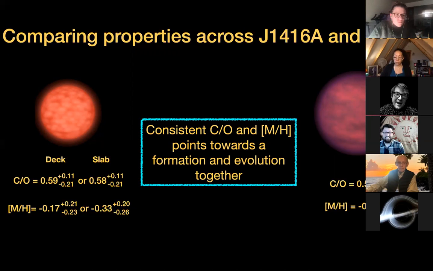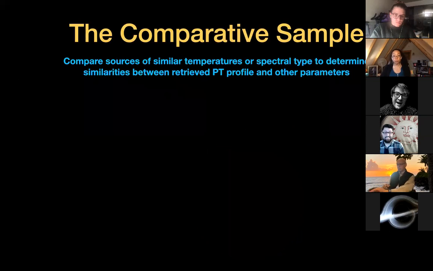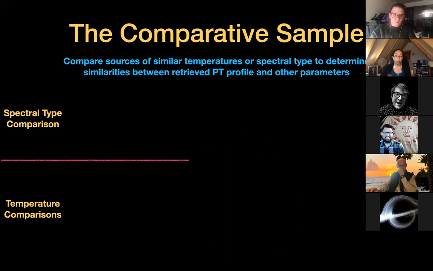So next, to answer those two bigger questions about subdwarfs being cloudless and comparing their pressure temperature profiles, I wanted to create a comparison sample to 1416A. So again, those questions were looking at objects of either similar temperature or spectral type. What are the similarities or differences between their retrieved pressure temperature profiles and other parameters? So to do that, I created the comparison sample from generating their SEDs.